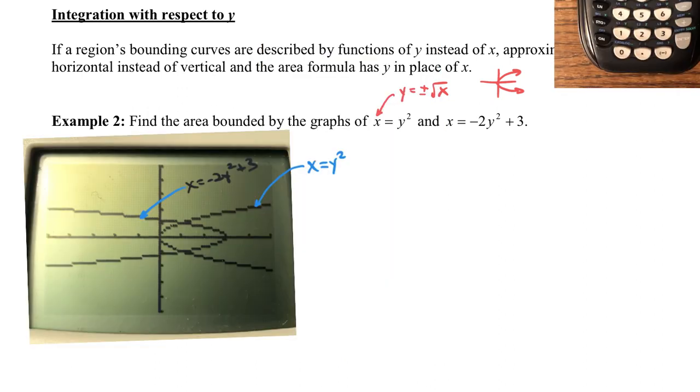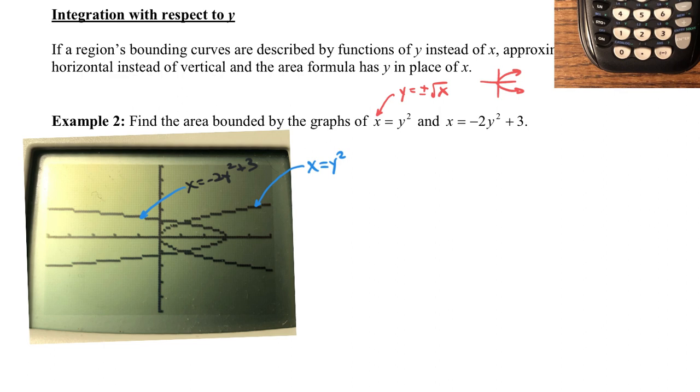All right, so we've got a couple of graphs here from the graphing calculator. You can see this graph right here is x equals y squared. This graph here is x equals negative 2y squared plus 3. Then this graph is x equals y squared. So in this case, doing top minus bottom would not be very convenient because we'd have top minus bottom here, which are actually the same function, which makes it tricky. Also, we have two pieces because we have a different top minus bottom over here, once again from the same function. So instead what we're going to do is use a horizontal rectangle for our approximation.